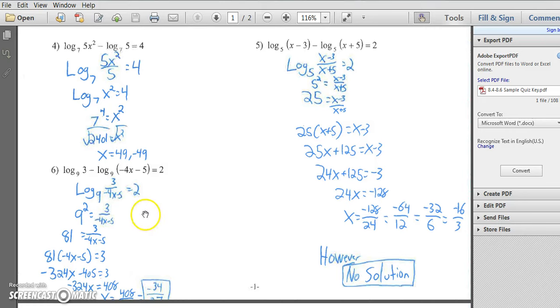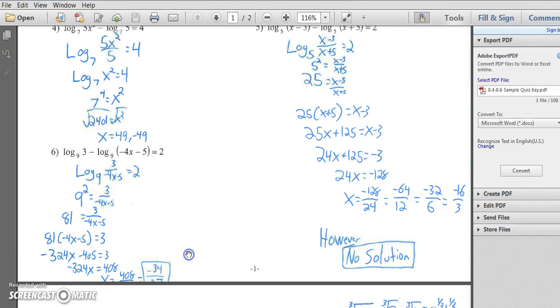Number 6 here, again, Humpty Dumptying it back together, turning it into an exponential. Now, 9 squared is 81. Multiplying both sides here by negative 4x minus 5. Distributing, remember they're both going to be negative. Adding 405, making it 408, and then dividing by negative 324. It's a little hard to see there because the scanner cut it off. That would be negative 34 over 27, which, guess what? Still makes that a positive solution because a negative times a negative is a positive. That's lucky for us.